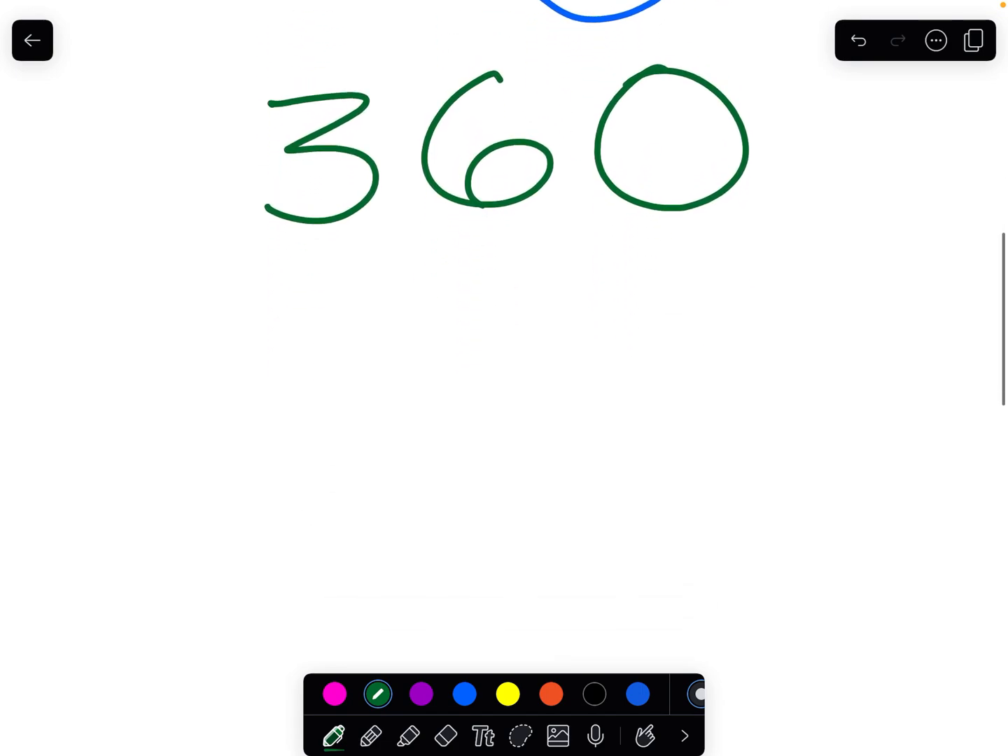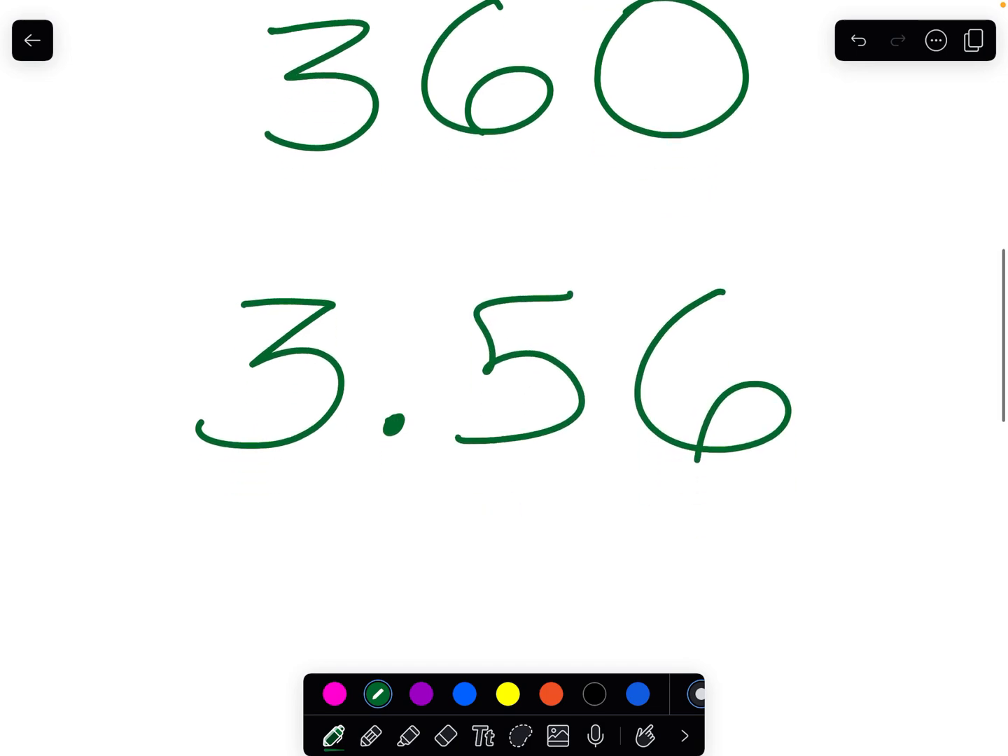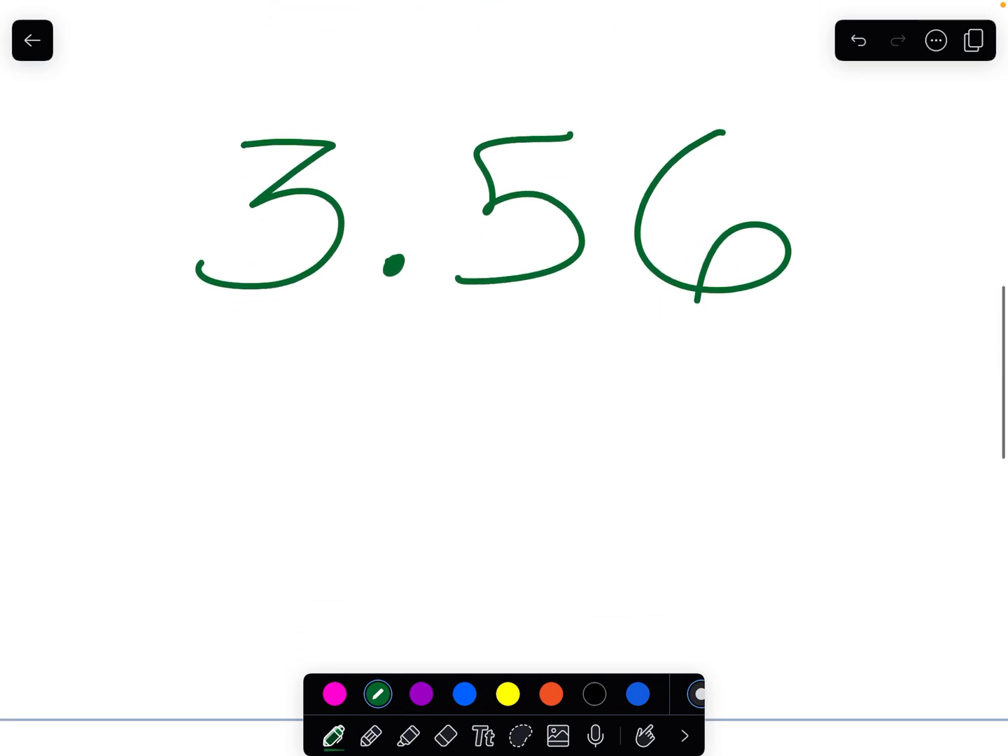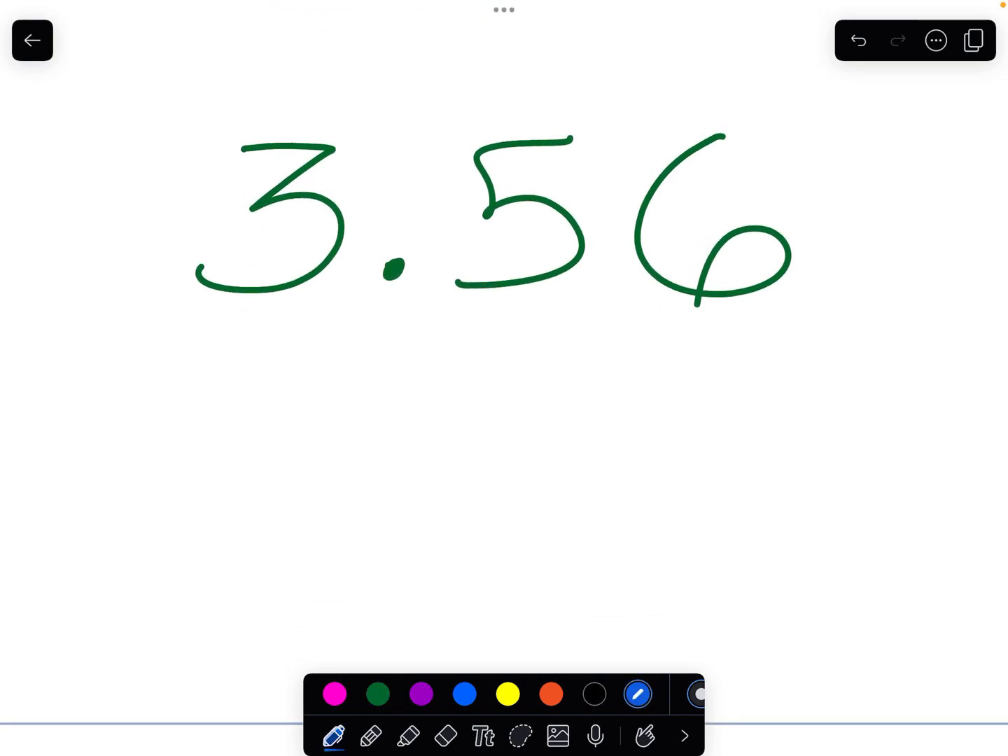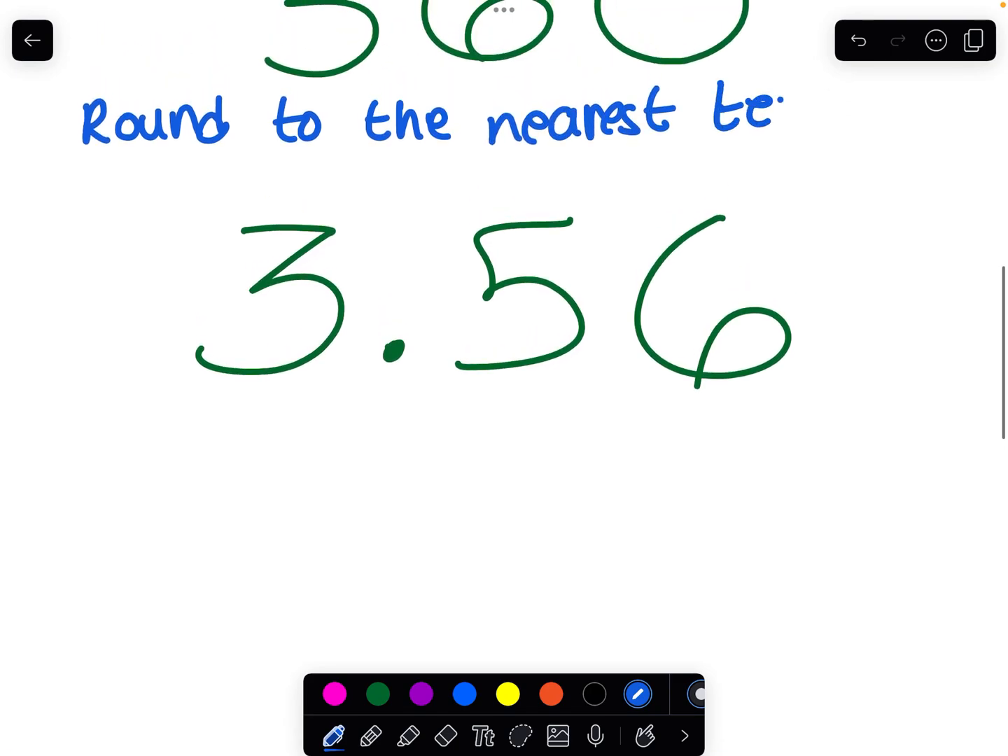However, now what if we have the number 3.56? Now we have a decimal place here, a decimal point here. And let's say we're asked to round to the nearest 10th. How about that? Round to the nearest 10th.